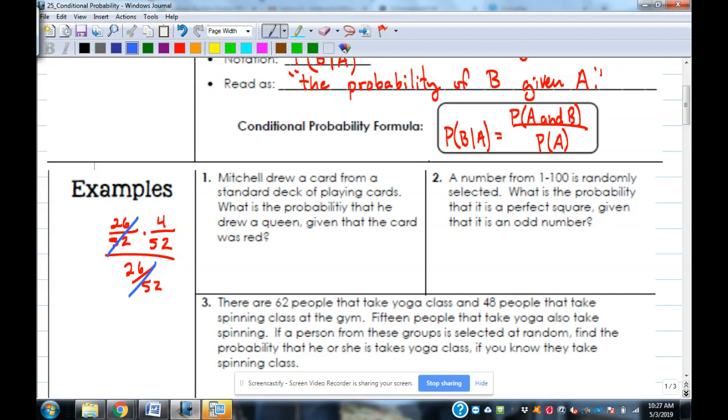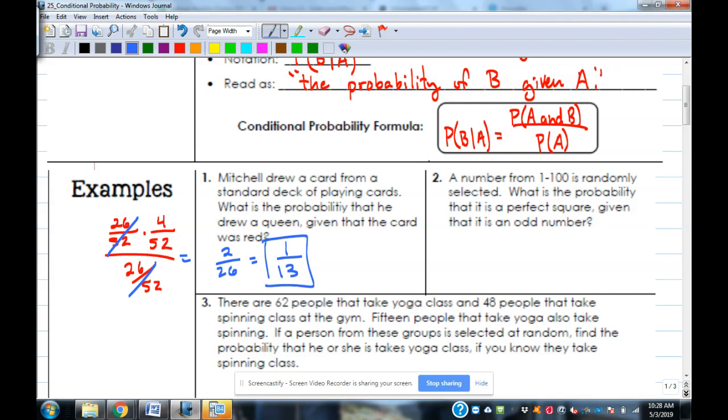If we think about this in terms of just narrowing down, given that the card was red, how many red queens are there? 2, and out of how many red cards? 26, which is the same as 4 out of 52, or 1 out of 13. That's what it reduces down to.